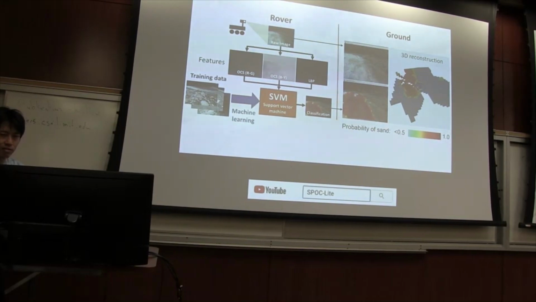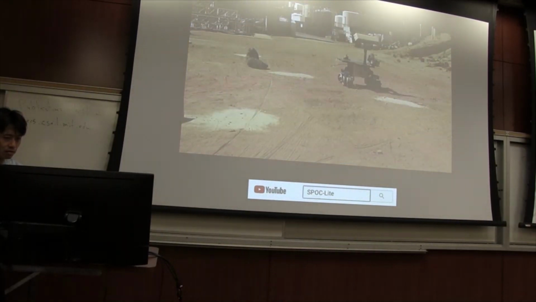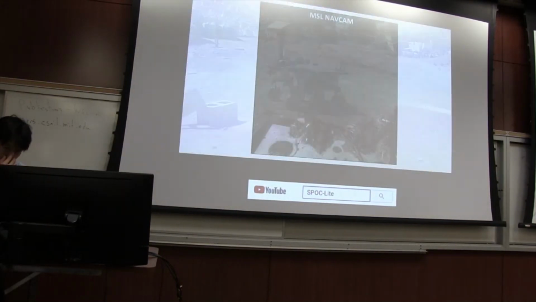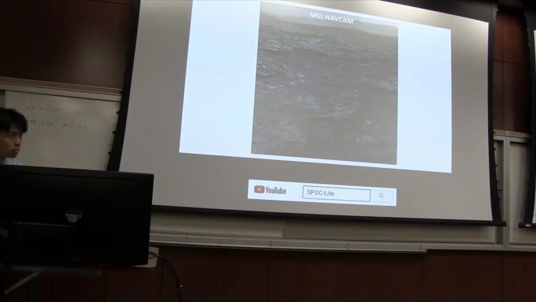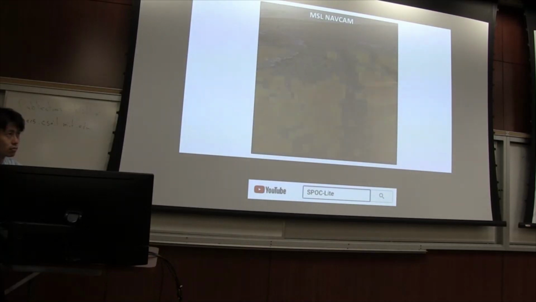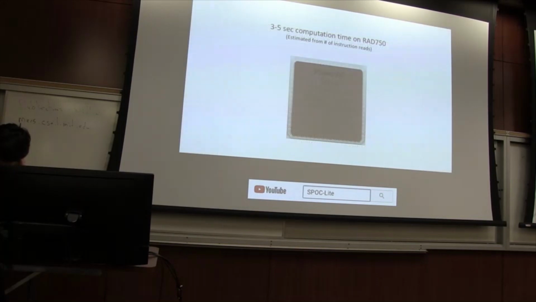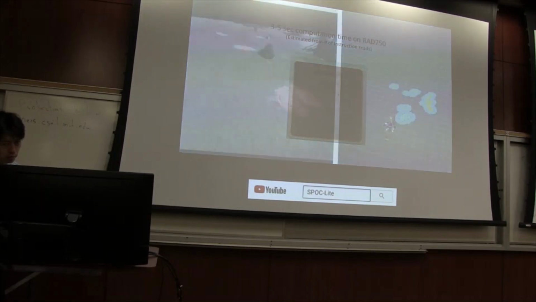Spock Lite was tested in 2 ways. First, it is deployed on the Athena test rover and tested in the Mars Yard. Second, it is tested on the NavCam images from Curiosity. The pixel-wise accuracy measured by cross-validation is 90% in the Mars Yard and 78% on the NavCam dataset from MSL. The estimated running time on a RAD 750 per one NavCam image is 3 to 5 seconds.